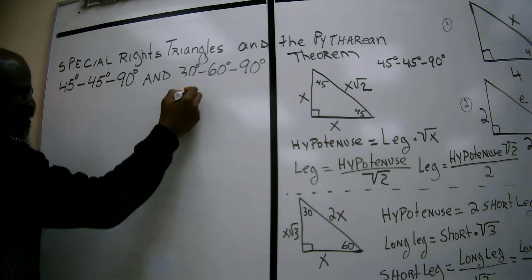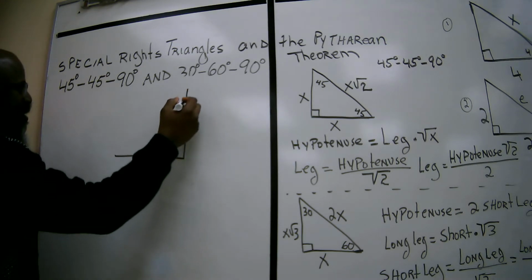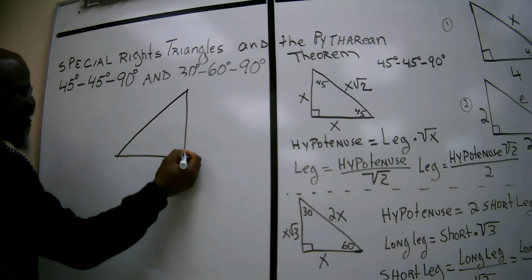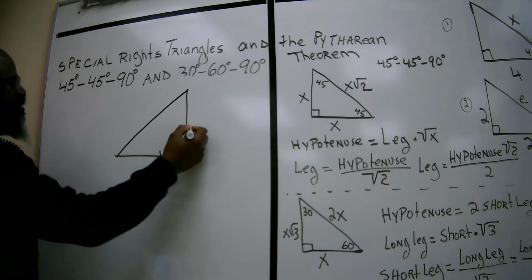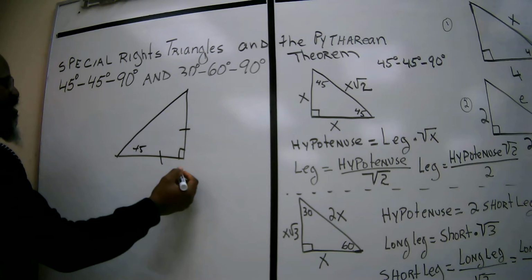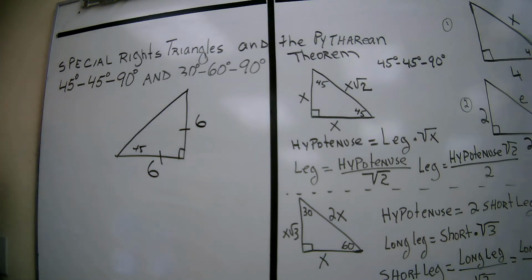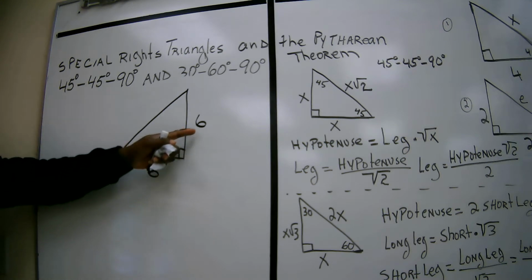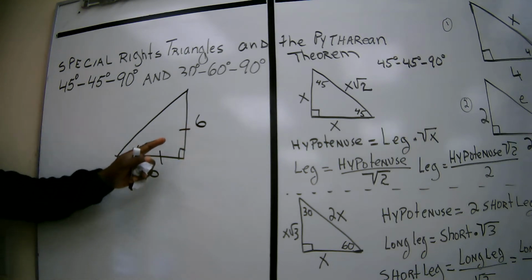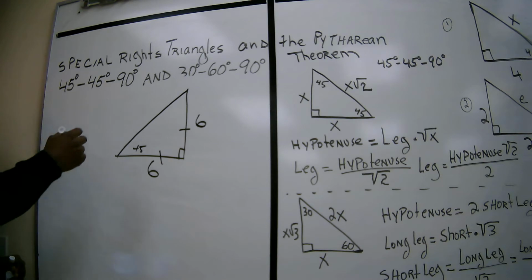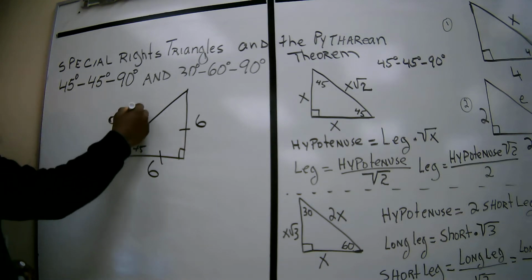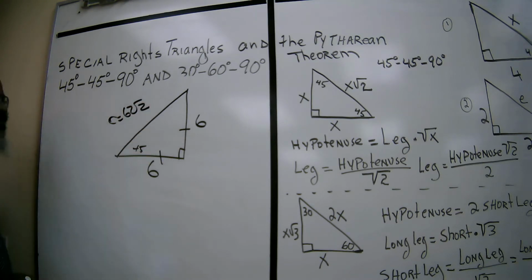Then I'm going to try if I can trick you. Based on that, we're going to use a formula. These are your 45, 45, 90. This is 6. This will also be 6 because it's an isosceles triangle, the legs are the same. If this is 6 and 6, I can predict that the hypotenuse C will be 6 square root of 2.